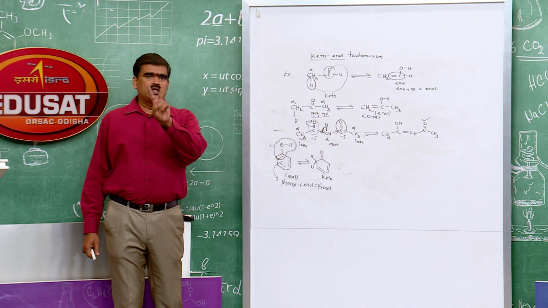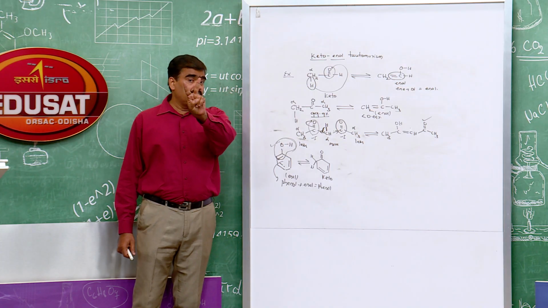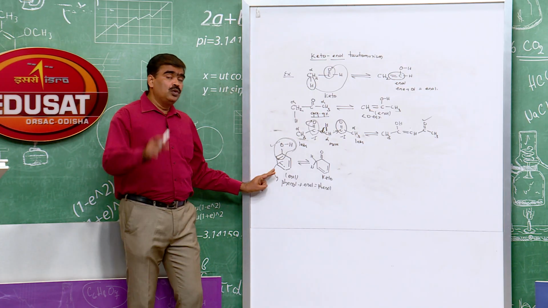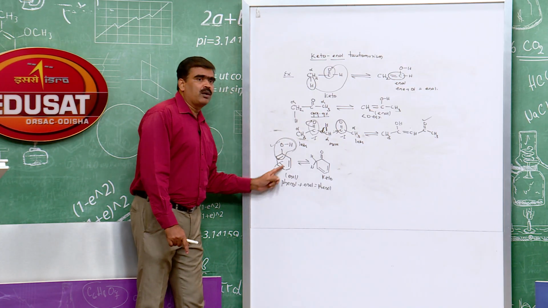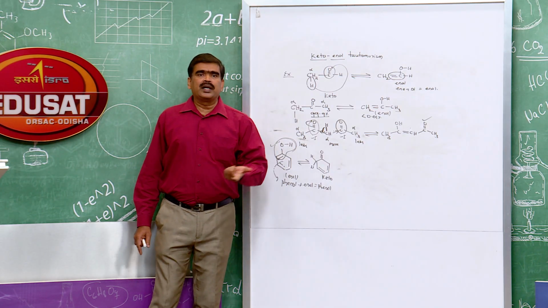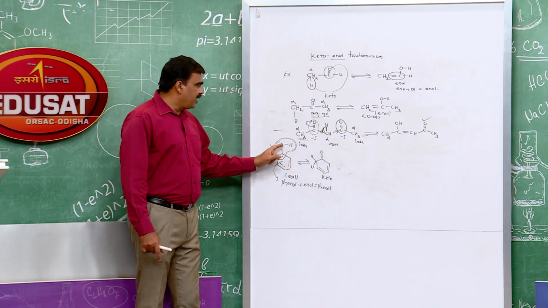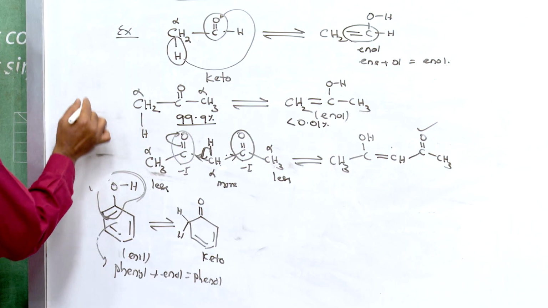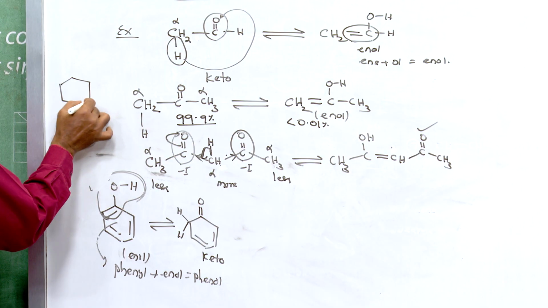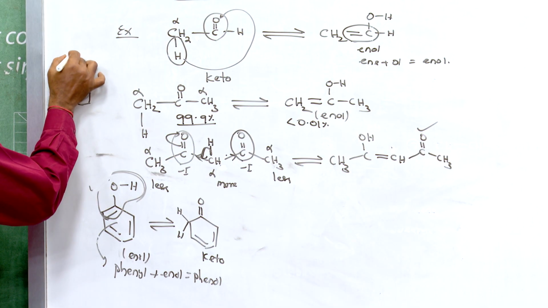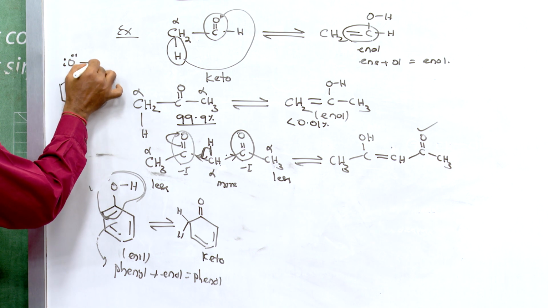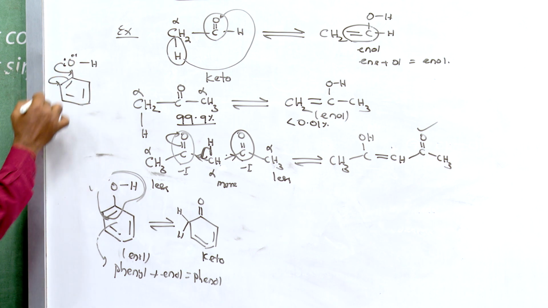It gets stability through two things. Remember, it gets stability through two things. One is that it becomes aromatic, gaining stability through aromaticity. Number two, it gets stability through resonance, or the mesomeric effect. You must have read it in phenol.